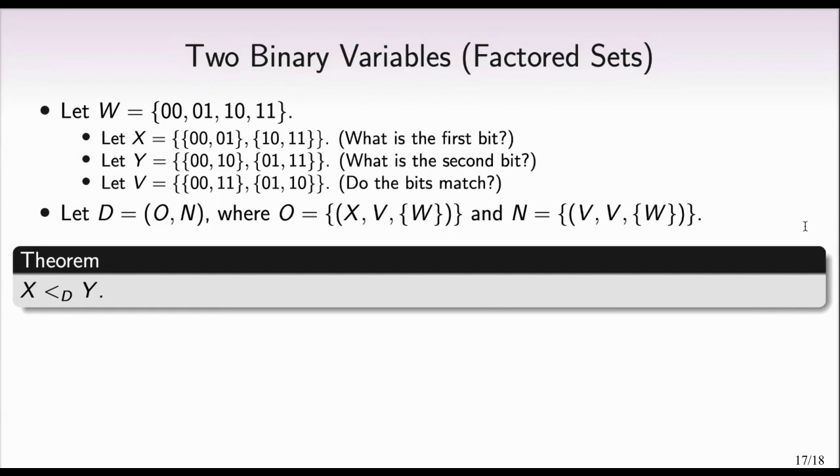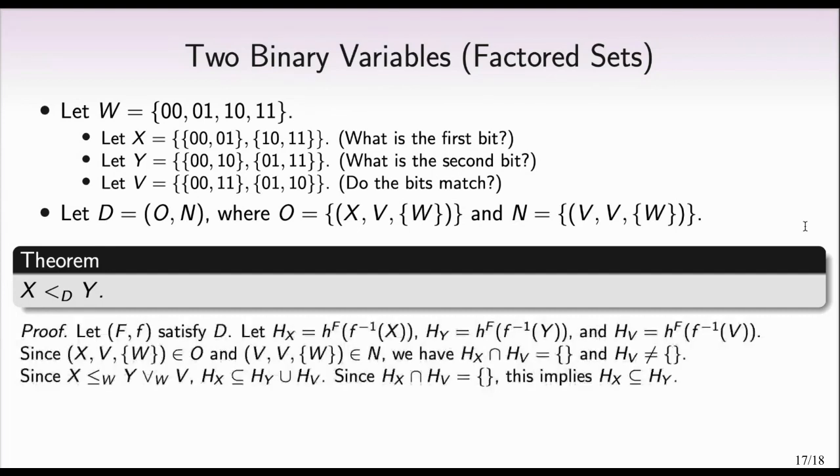Our second rule is that V is orthogonal to itself, which is basically just saying V is non-deterministic. It's saying that both of the parts in V are supported under the function little f. It's saying that both parts of V are possible. And we're going to get from this that X is before Y. First we're going to show that X is weakly before Y. The theorem says that X is strictly before Y, but first we show that X is weakly before Y.